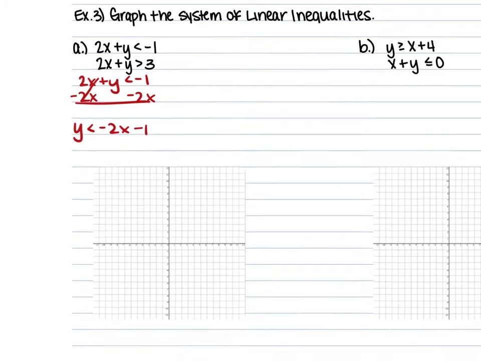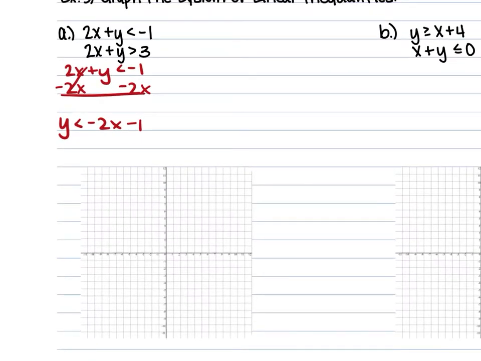So for this one, I'm going to plot the first point at negative 1, then use my slope of negative 2 to go down 2 to the right 1. I'm going to keep this going throughout the entire coordinate plane and go in the opposite direction by going up 2 and to the left 1. And I'm going to draw a dashed line through these points.